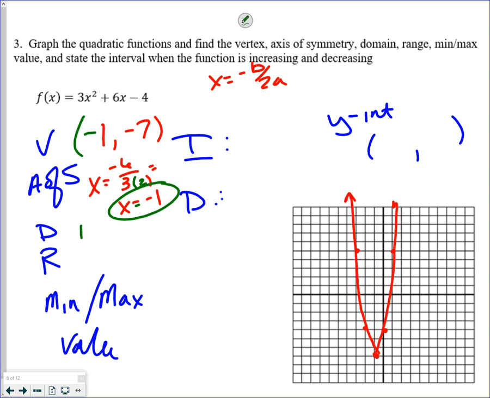The domain would be all real numbers. Range, y values greater than or equal to -7. It has a minimum. The minimum value is -7 then.